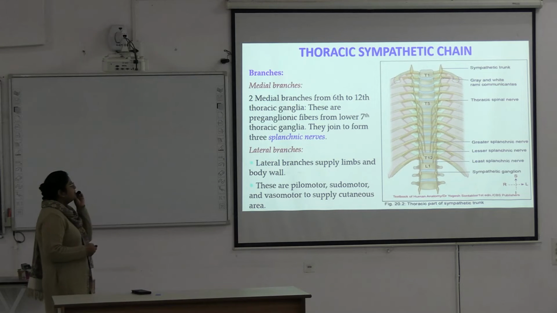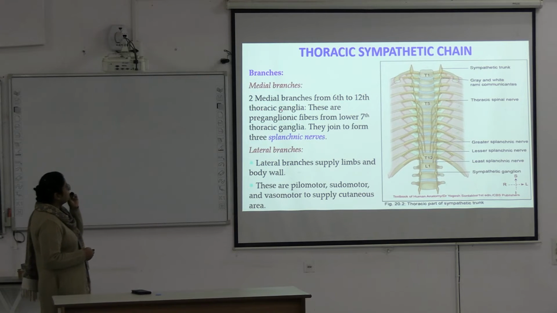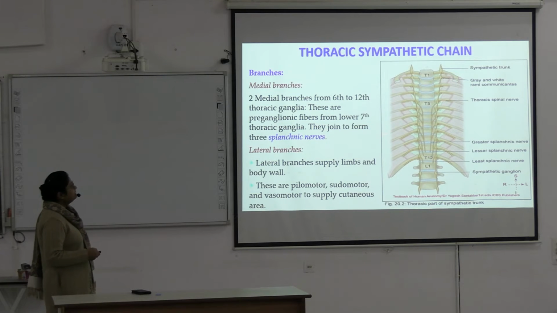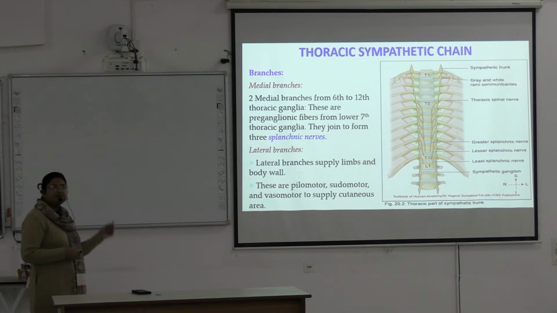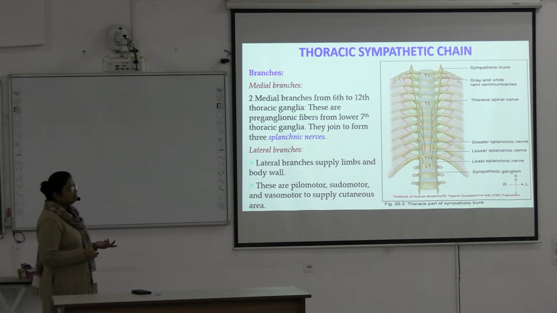Medial branches from 6 to 12 thoracic ganglia are preganglionic fibers from the lower 7 thoracic ganglia, and they join to form the splanchnic nerves. Fibers from 5 to 9 form the greater splanchnic nerve, 10 and 11 join to form the lesser splanchnic, and the 12th continues as the least splanchnic nerve.